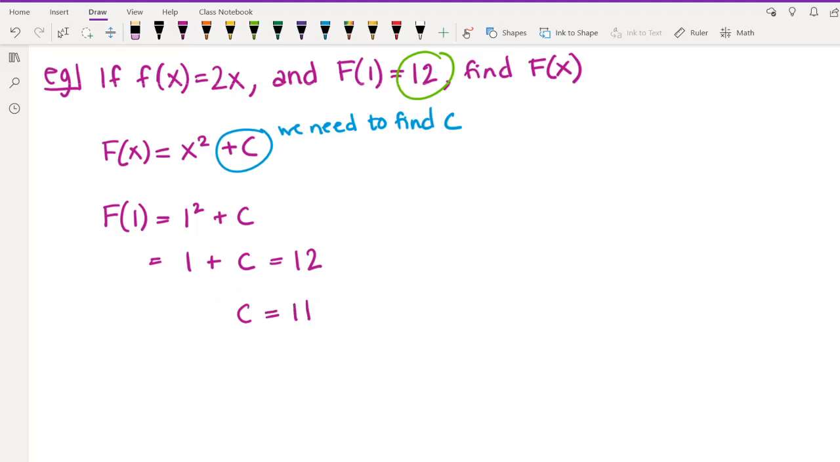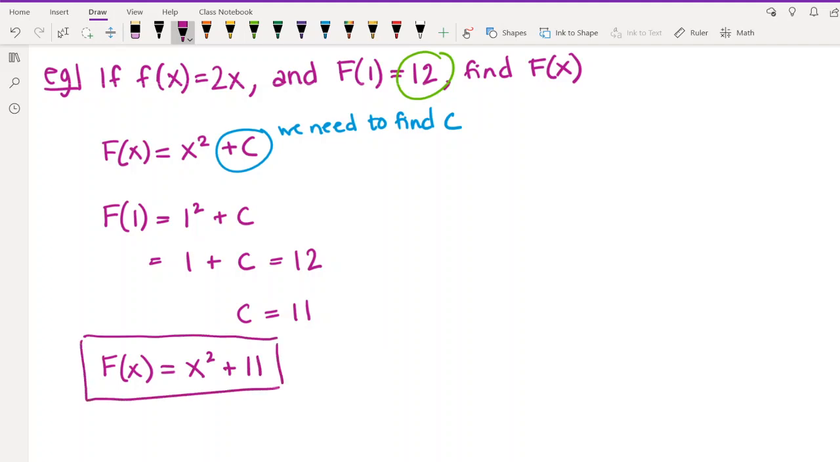I guess I shouldn't really box that because it's not really our final answer. So what's our final answer? Our final answer is that the antiderivative is capital F of x equals x squared plus 11. Why is that the correct answer? Basically it hinges on two things. If we take the derivative of x squared plus 11, we get 2x, so that's one of the requirements. The other thing we need is that when you plug 1 into this function, you get 12, and that is the case here. That is why this is the specific antiderivative satisfying that property.